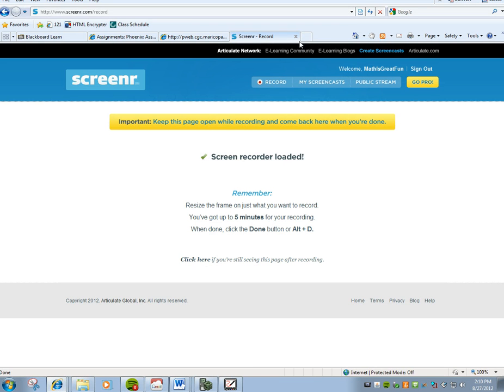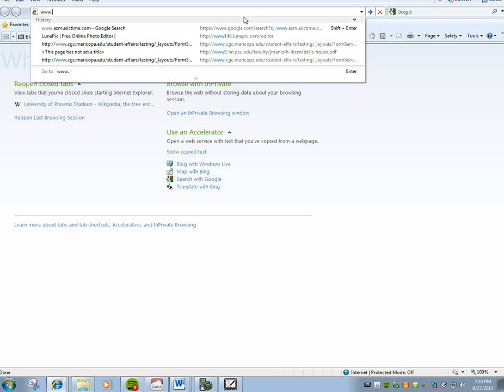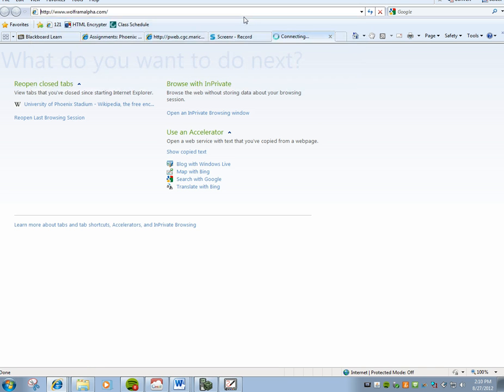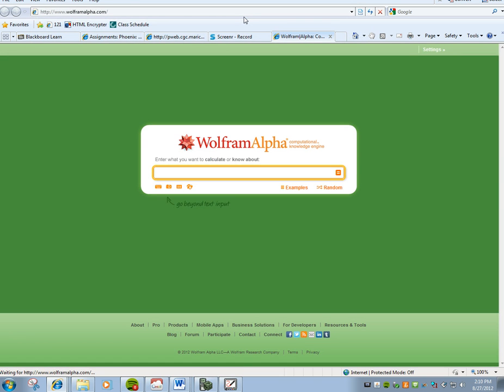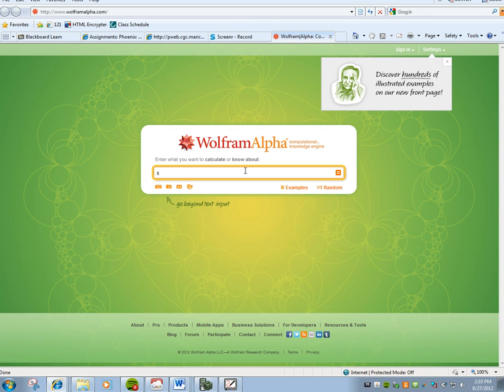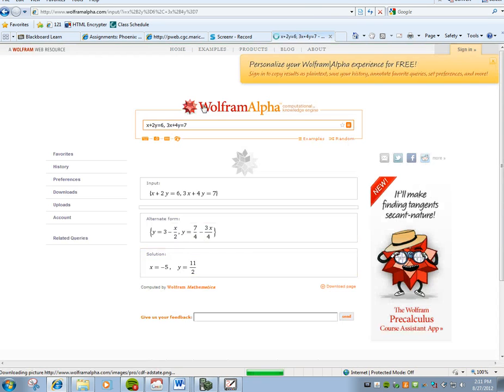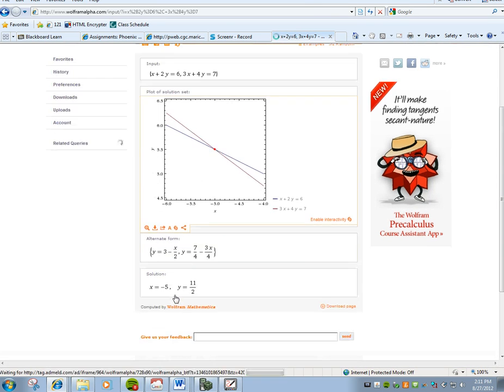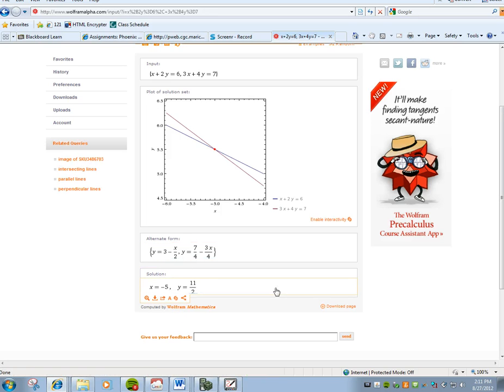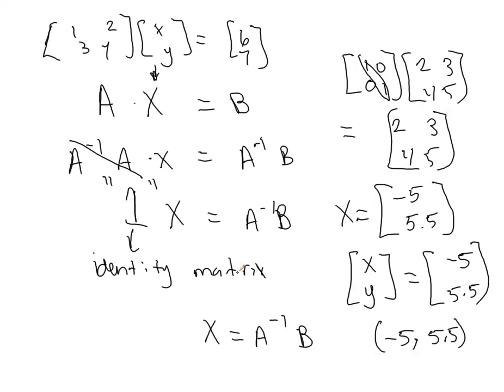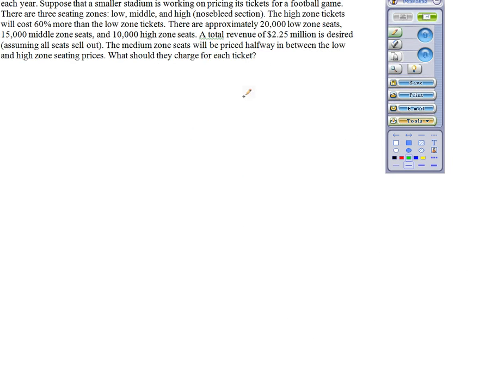If we quickly went over to Wolfram Alpha and we entered these equations in, X plus 2Y equals 6 and 3X plus 4Y equals 7, we should get the same solution. Let's just double check on that really quick. There it is. X is -5, Y is 11 over 2, which is the same thing as 5.5. Okay, let's do a problem now.